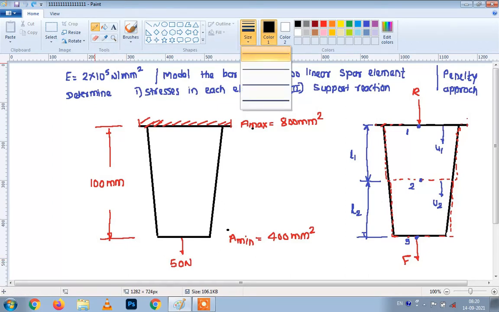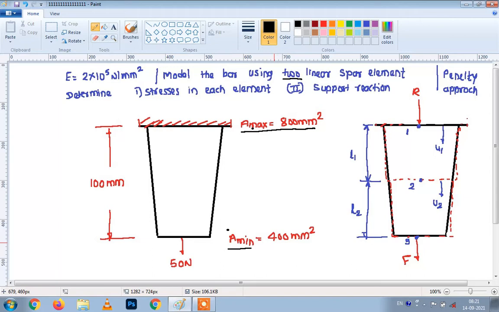Now we have to model this bar using the two linear elements, and we have to determine stresses in each element first, and second the support reaction. Now this tapered bar has a length of 100 mm, area at the bigger end is 800 mm square, and area at the smaller end is 400 mm square. We have to find the stresses in each element as well as the support reaction by using the penalty approach.